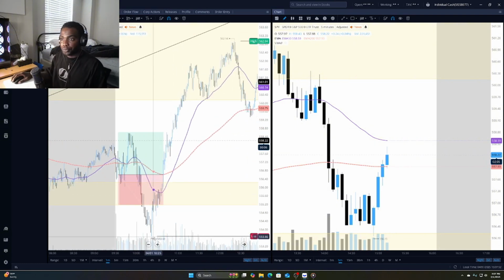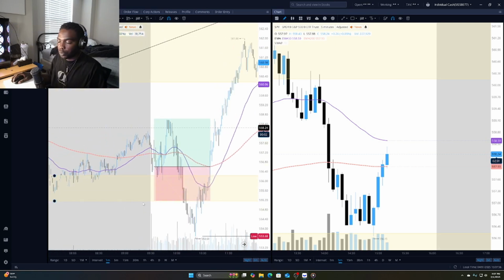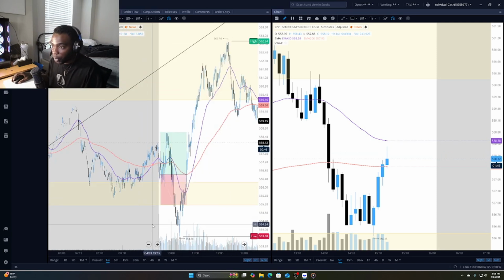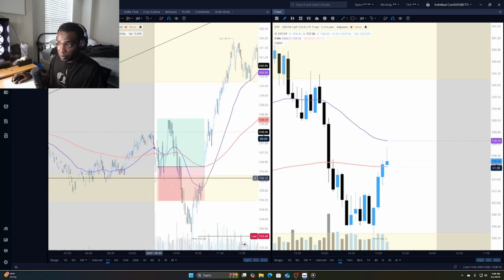Alright, so at 9:30 market opens, and we see price heading towards this 1 hour fair value gap that we made in the pre-market or even aftermarket of yesterday.